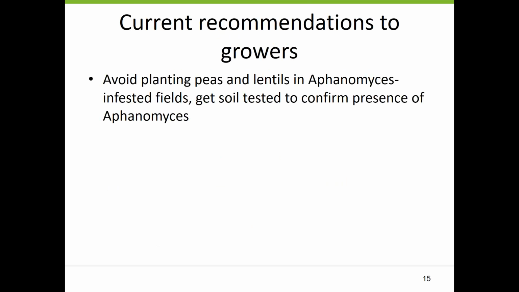And so our number one recommendation to growers is to avoid planting peas and lentils in Aphanomyces infested fields, and to get your soil tested if you suspect that you have Aphanomyces, so you can confirm the presence of Aphanomyces. And that's generally been the number one recommendation for this disease since Aphanomyces has been a problem in other areas around the world. But there's a lot, I think, that can be expanded on that recommendation, and a lot of knowledge that we can gain to try and improve that recommendation and not make it so vague. So we have a little more knowledge that we're working with.